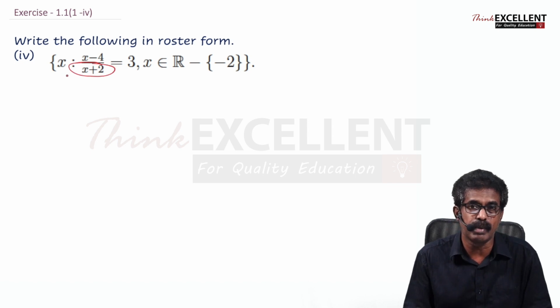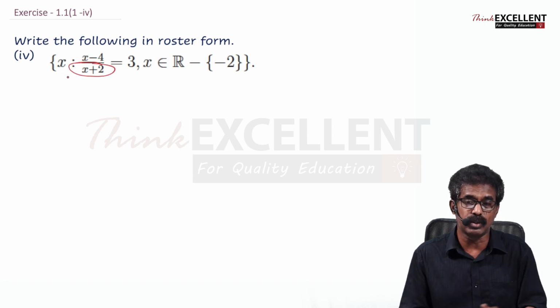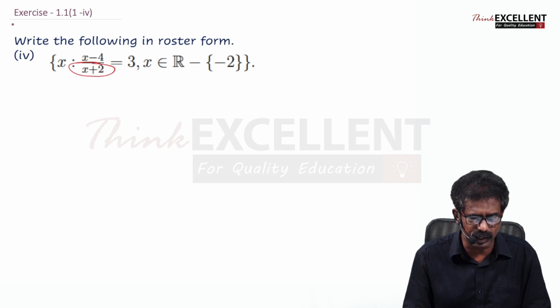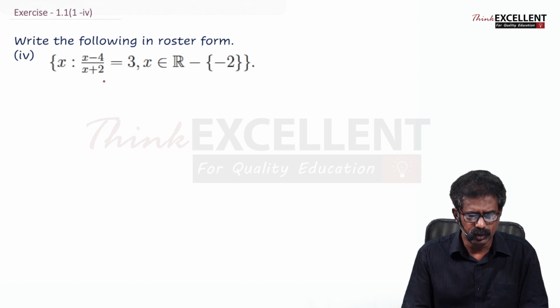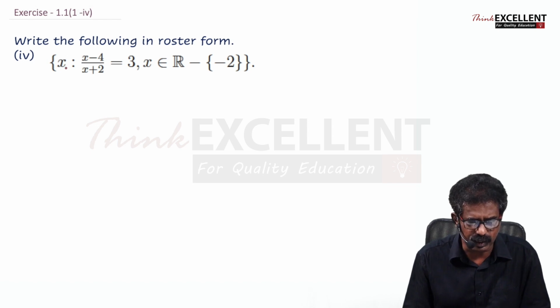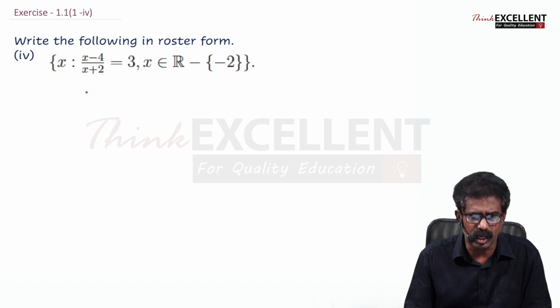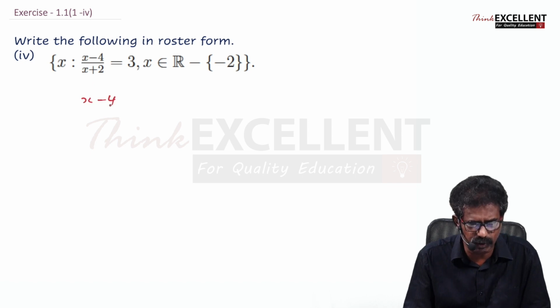If you put x as minus 2, minus 2 plus 2 is 0, and something divided by 0 is not defined. You cannot say it is 3, right? So that's the reason they gave that condition. So any x that satisfies this condition. So just solve it: (x minus 4)/(x plus 2) equals 3.